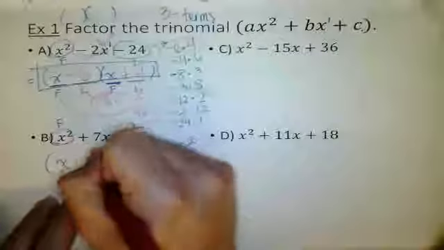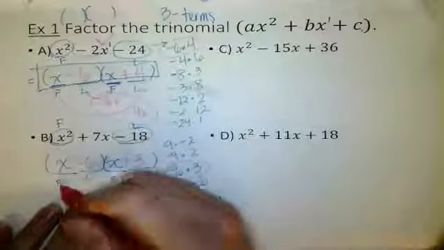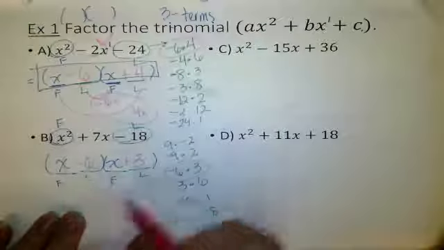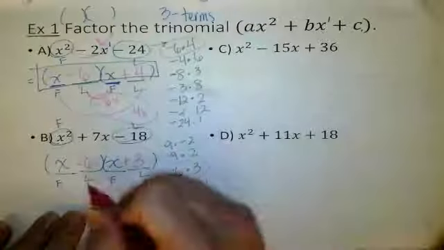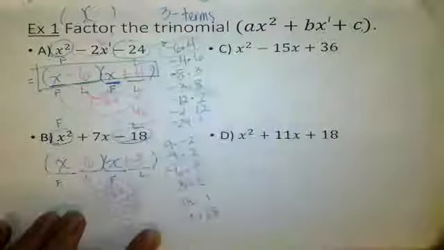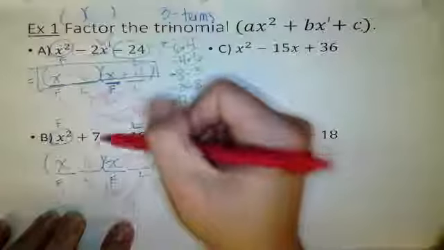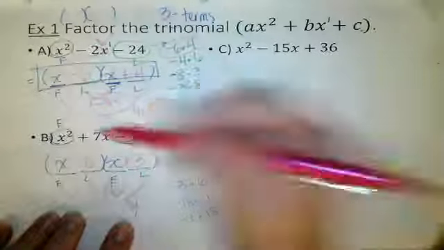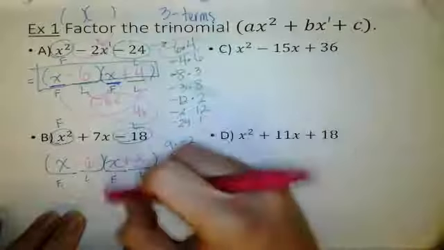If I plug in a negative 6 and a positive 3, I need to check the rainbow. I'm going to multiply. X times 3 is 3x. Negative 6 times x is negative 6x. What happens when we combine negative 6x and 3x? We get negative 3x. Is that what we wanted? No, it is not. That one didn't work. Which one should we try now?